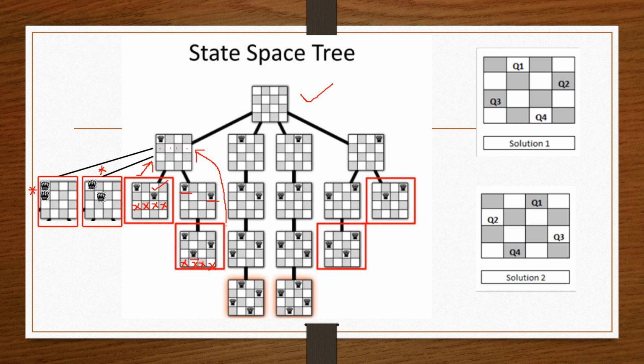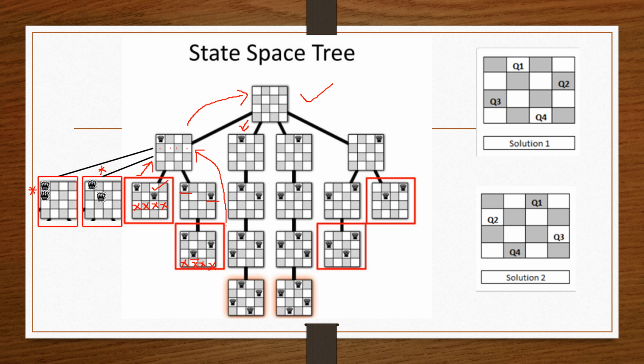All these options were tried when I placed my first queen in the first row, first column. So I will go back here. Now I have backtracked to the initial node. Let me start exploring by placing my first queen in the first row, second column. That is this option: first row, second column, the first queen is placed.